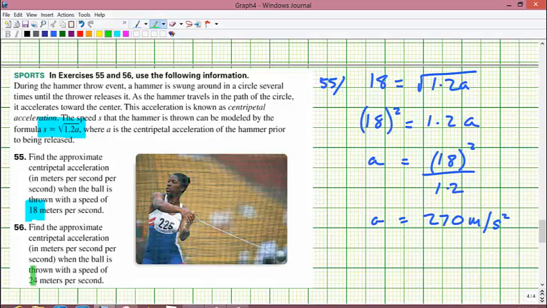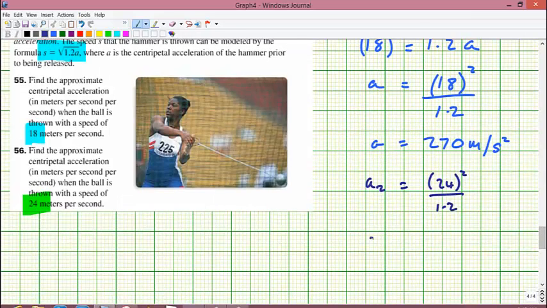Question 56 is identical, but this time it's 24 meters per second. Meters per second is the speed, so we'll try the same problem with that. So the second answer, instead of being 18 squared, it's 24 squared over 1.2. And that gives us 480 meters per second squared. Okay.